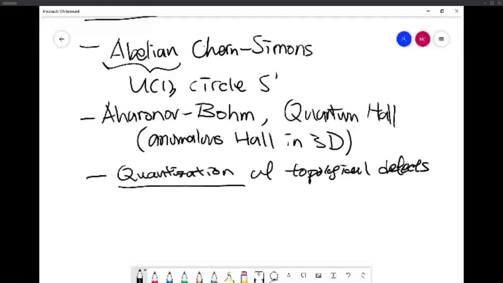So what I'm planning on doing is to explicitly construct this Chern-Simons form from a physical motivation, and also investigate its topological properties, right? So first of all, where does the Chern-Simons form come from?